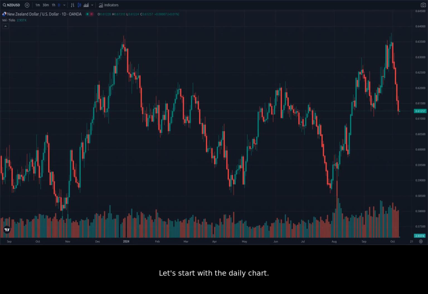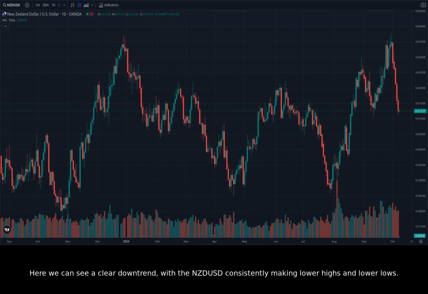Let's start with the daily chart. First, we'll zoom out and look at the big picture, examining the past few months of price action. Here we can see a clear downtrend, with NZDUSD consistently making lower highs and lower lows. This suggests that the bears are currently in control, and the overall sentiment is bearish.